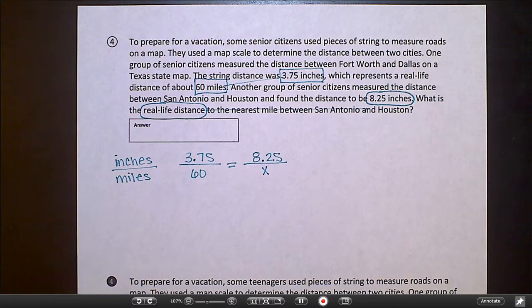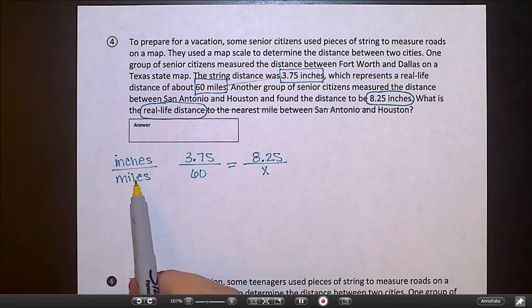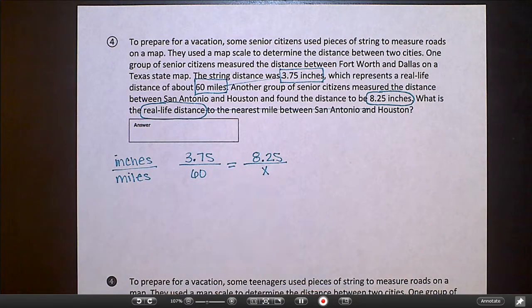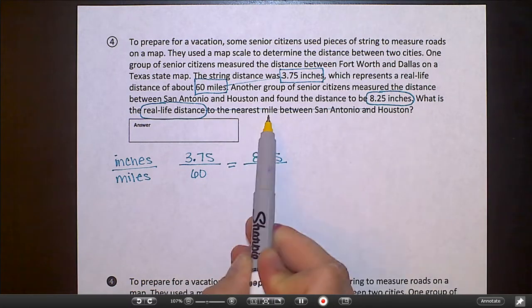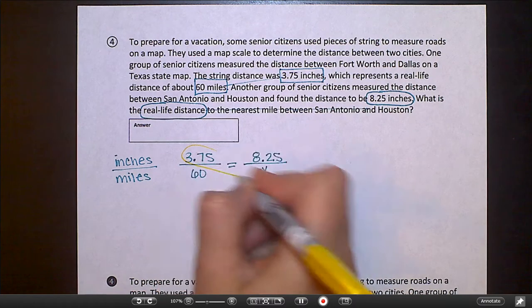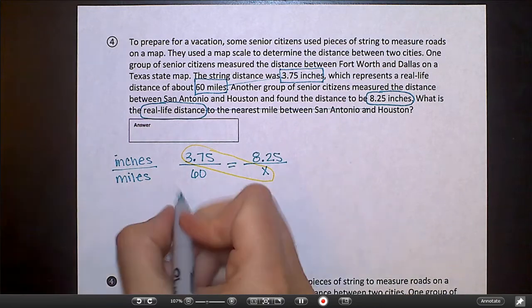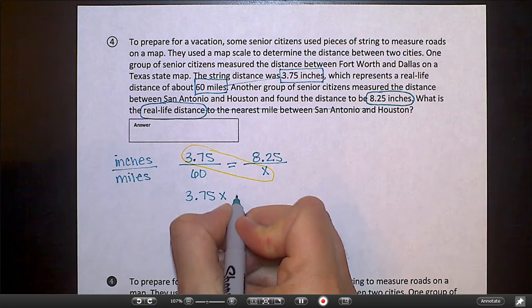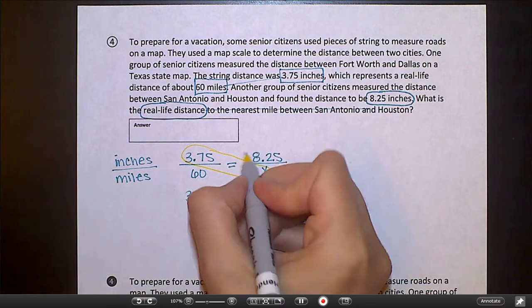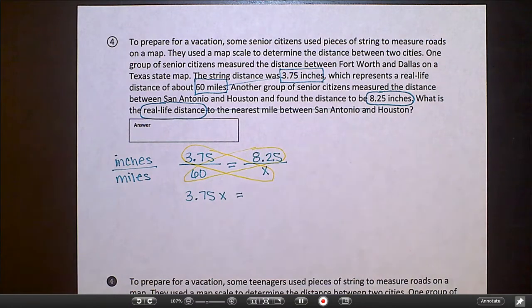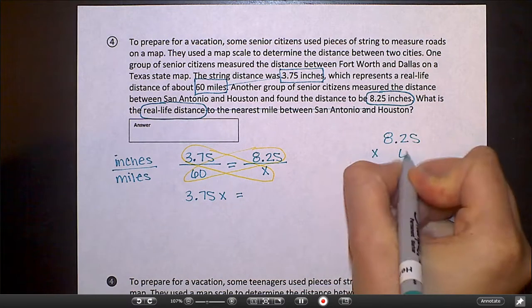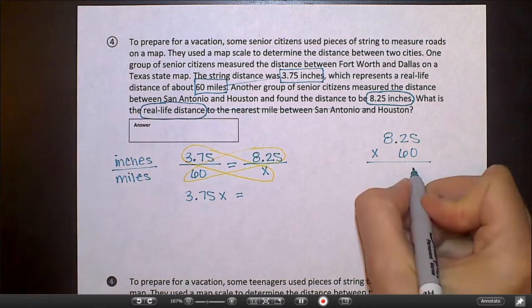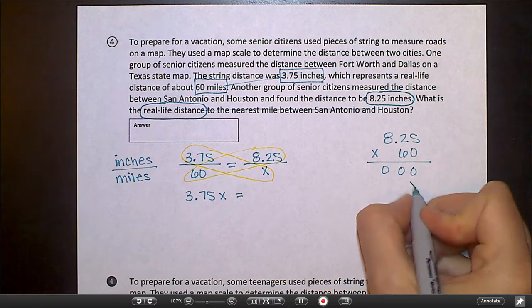Now before I continue, I'm going to double check and make sure I've set this up correctly. If I said that I'm going to do inches over miles, I have to make sure that both ratios follow that system. Inches over miles, yep. Inches over miles. Yes. Okay, so now we cross multiply. And I get 3.75x equals, I need to multiply this one out. So 8.25 times 60. That's 0, 0, 0. Let's put a placeholder there.